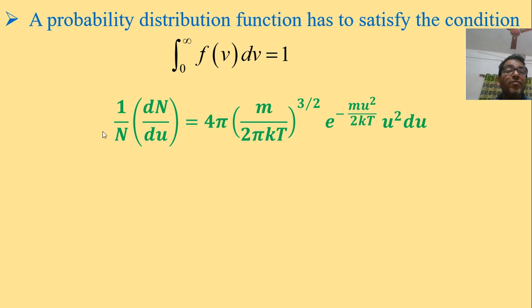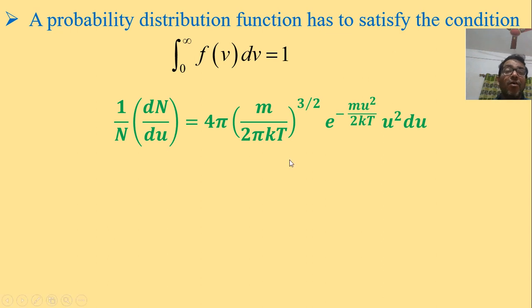Now you see what we are doing here, 1 by N, that means normalization, that is dN by du. That means the particles which are moving with the velocity u. So dN by du is a normalization. If I do it, then we can get 4 pi (m by 2 pi kT) to the power 3 by 2, e to the power minus m u square by 2kT, u square du. I have not derived this because derivation is not required for you. If you are interested, you can ask me, I can send you these things.